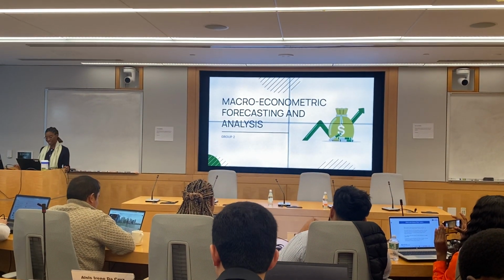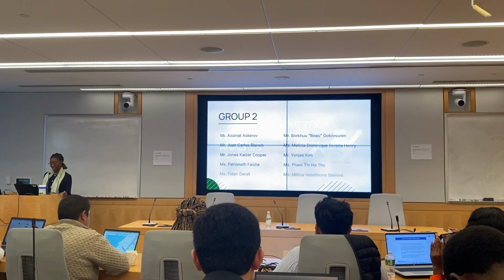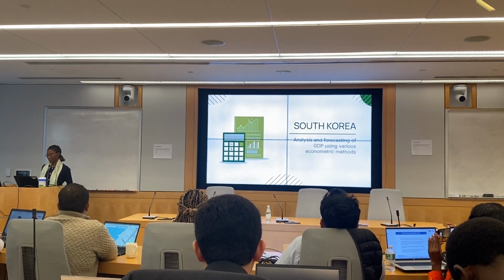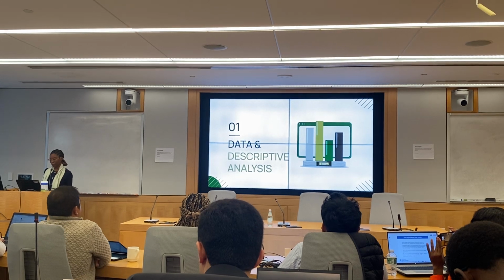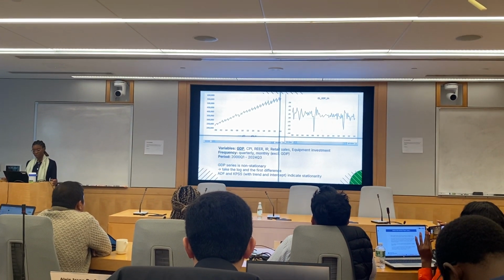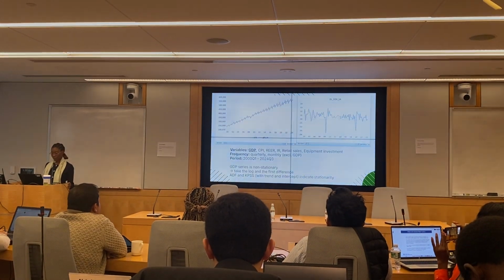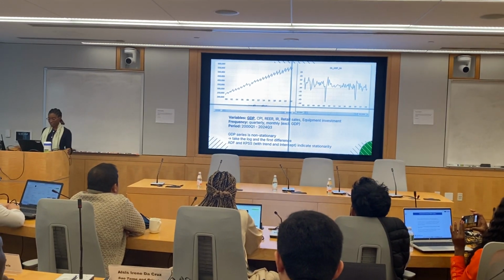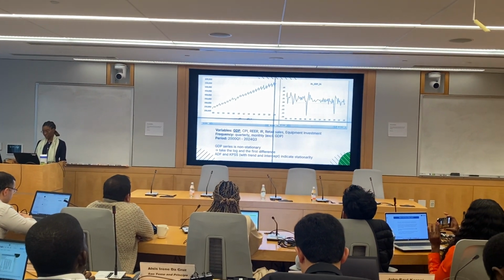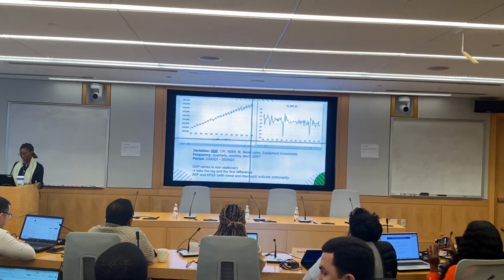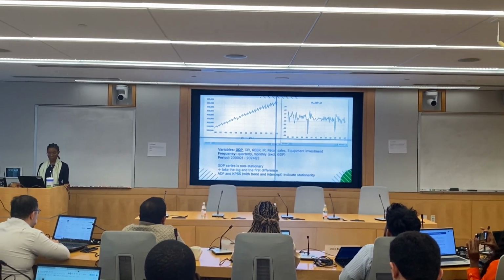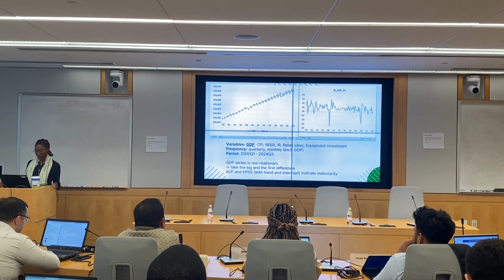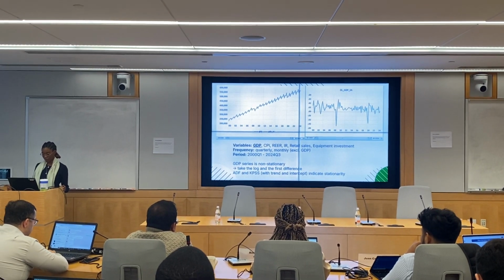So we are group 2 and we are doing a macroeconomic forecasting and analysis on South Korea using various econometric methods. So just a brief overview of the data that we started with. The main variable that we were focusing on was GDP, and we would have also looked at some sub-variables: CPI, the real exchange rate, interest rate, retail sales, and equipment investments. The frequency we worked with was quarterly and monthly data, excluding GDP, which was quarterly. The period that we looked at was 2000 Q1 to 2024 Q3.